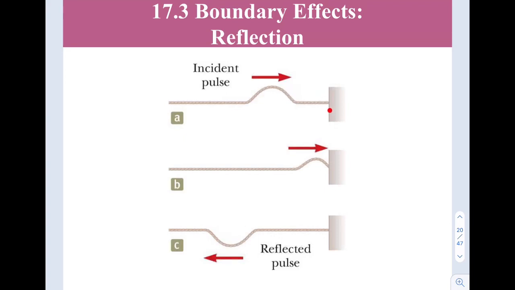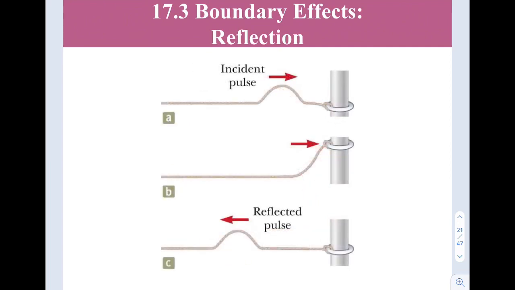The string here is rigidly tied at one end. When the pulse reaches the fixed end of the string, the string produces an upward force on the support. By Newton's third law, the support must exert an equal magnitude and oppositely directed downward reaction force on the string. This downward force causes a downward oriented reflected pulse, and the reflected pulse travels in the opposite direction.